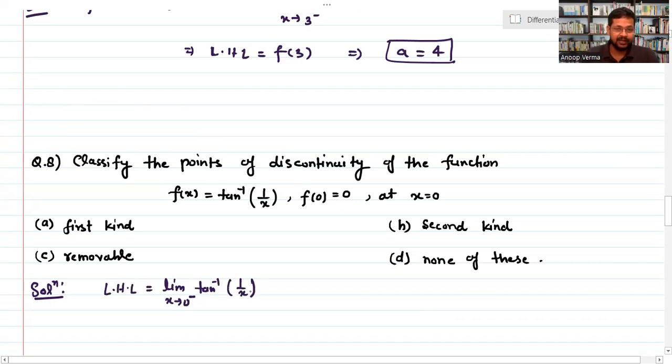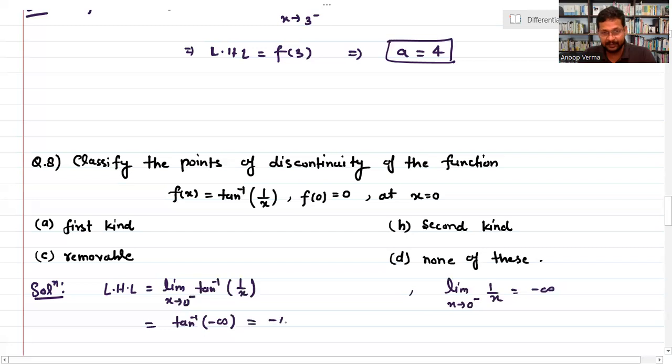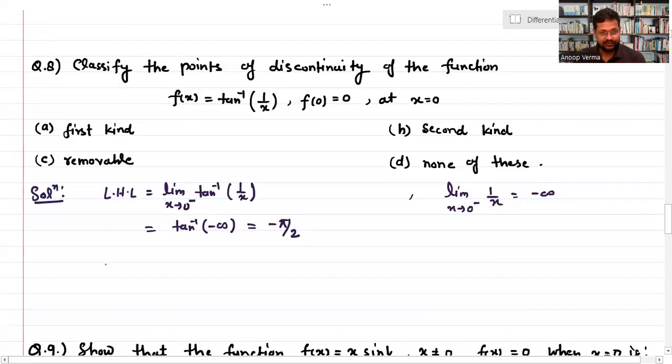Okay, and we know one thing: when x tends to 0 minus, 1 upon x will tend to minus infinity. So this will be equal to tan inverse of minus infinity, and this is minus pi by 2. Okay, so this left hand limit is just equal to minus pi by 2. What will be the right hand limit? Let us calculate.